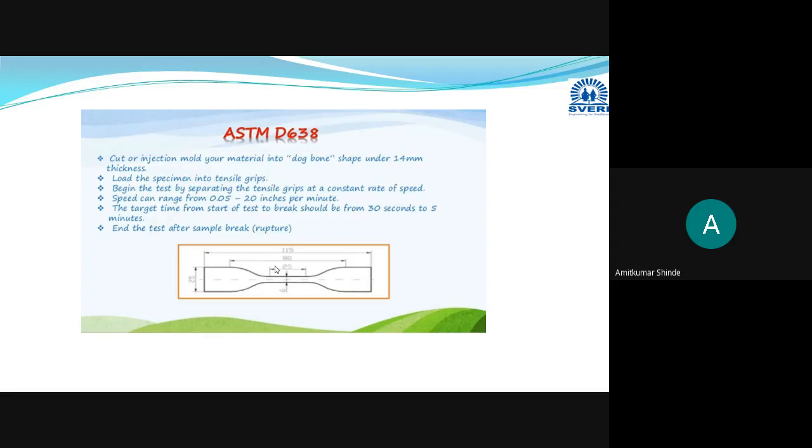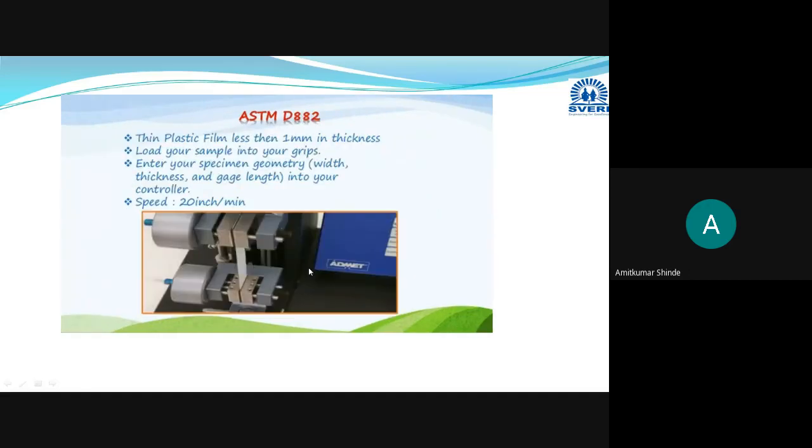So this is the first testing method, the tensile testing method, which we are going to conduct on the plastic material. And for particular plastic materials, we are going to use the ASTM D638 standard. Under the standard, we are going to prepare the specimen with the dimensions as we have shown here in this slide. Now after the tensile testing, the second testing.